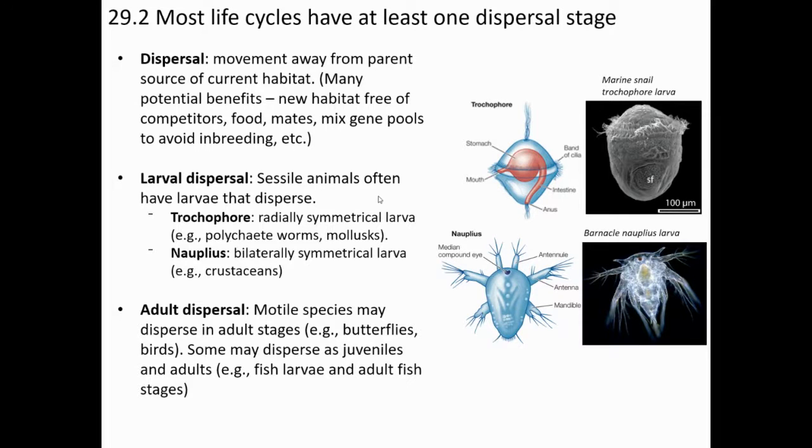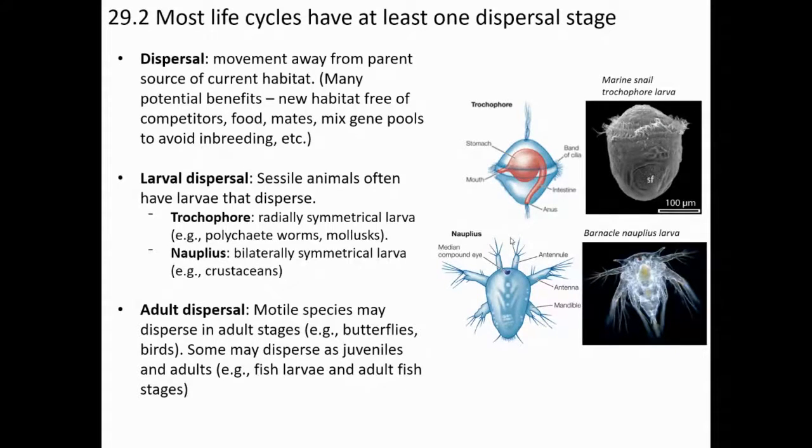Sessile animals often have larvae. Sessile animals are those that cannot move around, for example, a sponge attached to a rock. There are two major larval forms. The trochophore is a radially symmetrical larva that occurs in polychaetes and worms and mollusks that we'll talk about in a bit. Here is an example of a trochophore larva, radially symmetrical with a cilia band around it. And the other is known as a Nauplius.